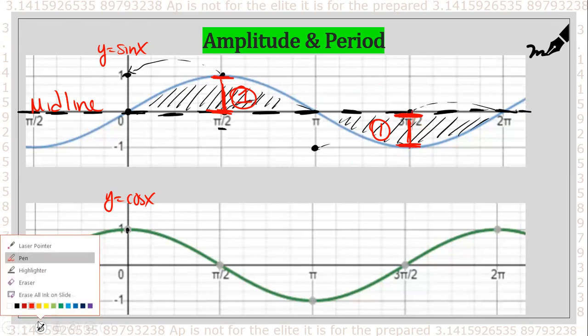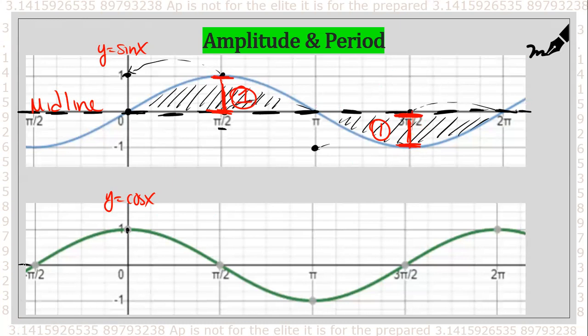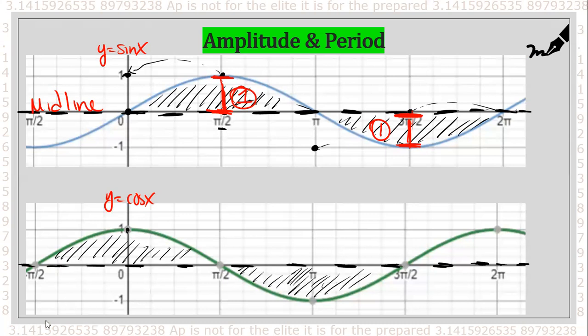Okay, the next thing that I have is for cosine, and I can see that the midline is still right there at y equals 0 because there were no vertical transformations or compressions. And we can see that the area itself is still the same for these two. So once you get to calculus, you can actually evaluate what this area is. Okay. Next, the next thing I want to go ahead and do is talk about period.